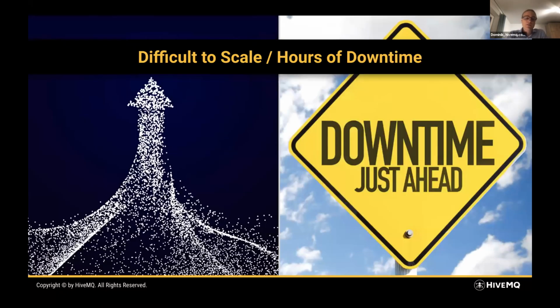Also, some things are really difficult to scale, especially on the OT side. So many components aren't really designed to scale. So if you have an evolving architecture, sometimes this is really hard. And also downtime is something that needs to be avoided at all costs. And yeah, it's really important to have technology which allows you to have basically no downtime.